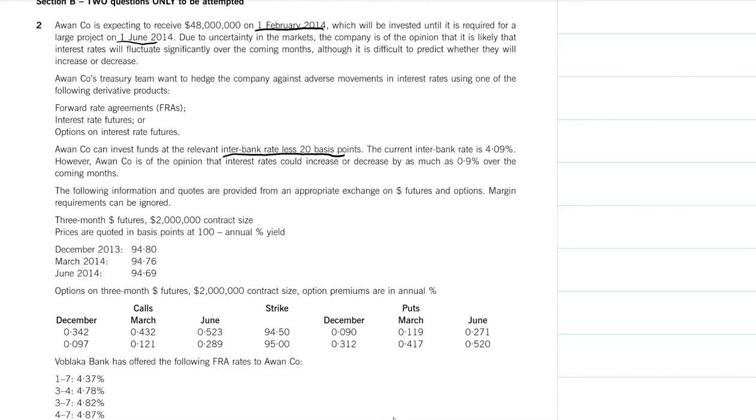Current interbank rate is 4.09. However, the company is of the opinion that interest rate could increase or decrease by as much as 0.9% over the coming months. In interest rate risk management, there will always be two cases, one with the increasing trend of interest rate and one with the falling interest rate trend. So you will solve this question twice for both scenarios. So if we add 0.9%, and then in the second scenario we will deduct 0.9% from 4.09. So the first case is 4.99 and the second case will be 3.19%.